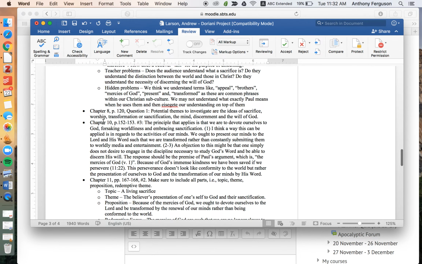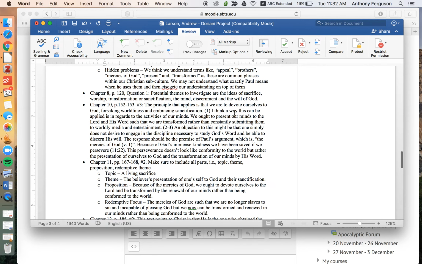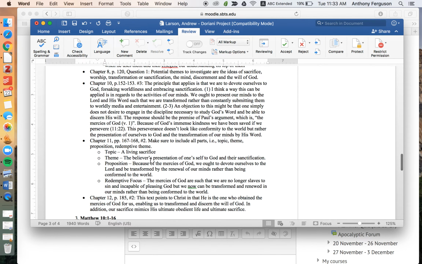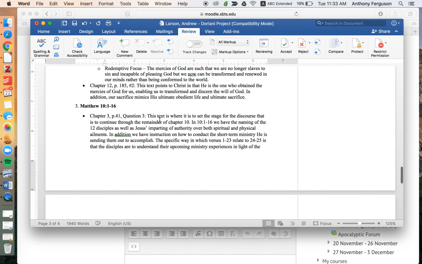Okay, themes, worship and transformation, perfect, that's sufficient. I think a way that it can be applied is our minds. We have to present our minds to the Lord. It's good. Simply good. Good, so he does everything there. It's perfect. Because of the mercies of God, we have to devote ourselves. This is good. Good, okay. Text is where it's at. Set stage for discourse. That is to continue.